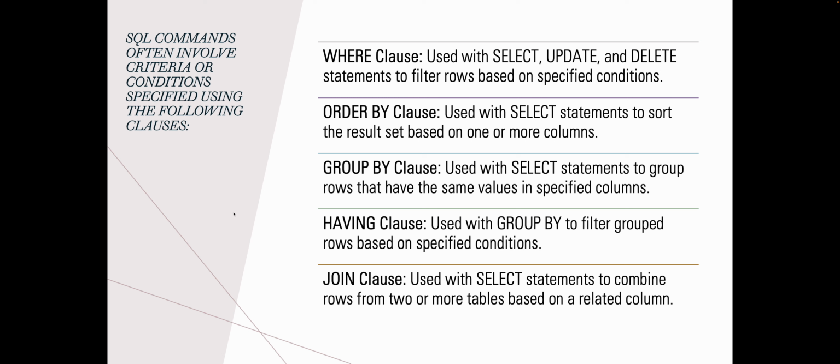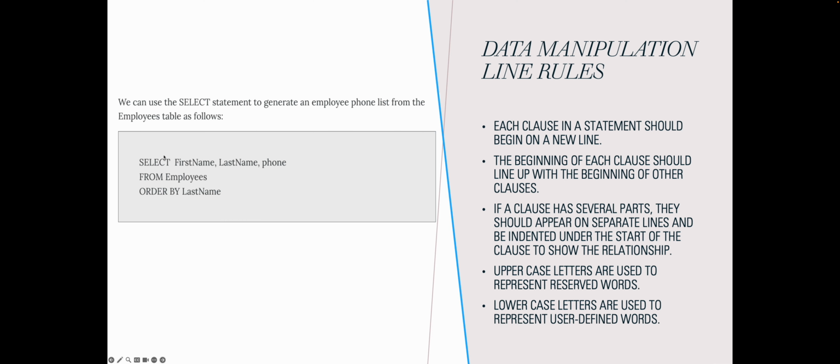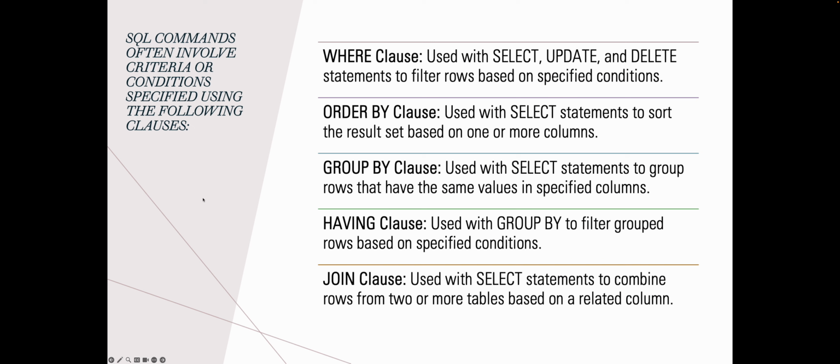All right. So commands often involve criteria or a condition specified using the following clauses. We've got the where clause, which is used in select, update, and delete statements to filter rows. We also have the order by clause, which is used with select statements to sort the result set based on one or more columns. So in this previous example, this was a select in conjunction with the order by. We have the having clause, which is used with group by to filter grouped rows, and then join, which is used with select statements to combine rows from two or more tables.